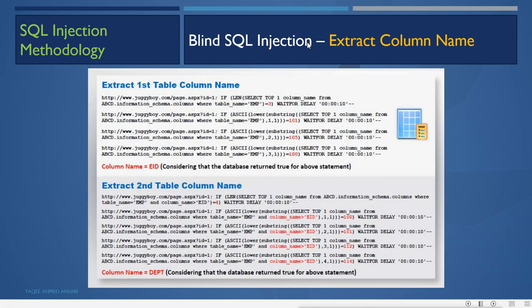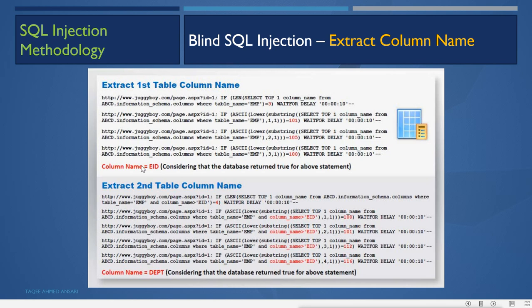Now, blind SQL injection: extracting the column name. For extracting the column name, again it is running the same query here and trying to guess the character: A, B, C, D like this. Character number 101, 105, 110 or 98, 97, 99 like this. It will try all of them.